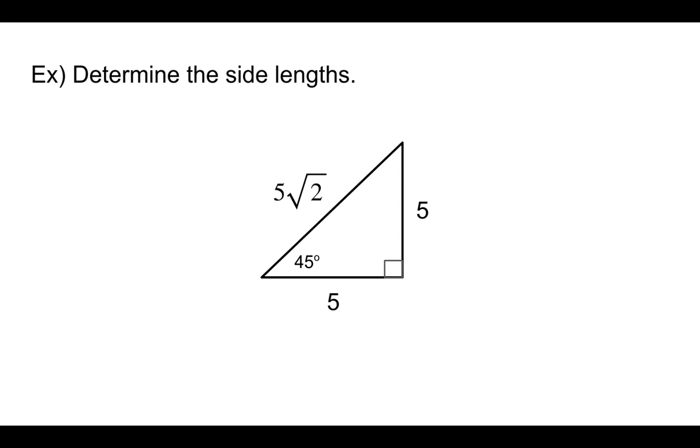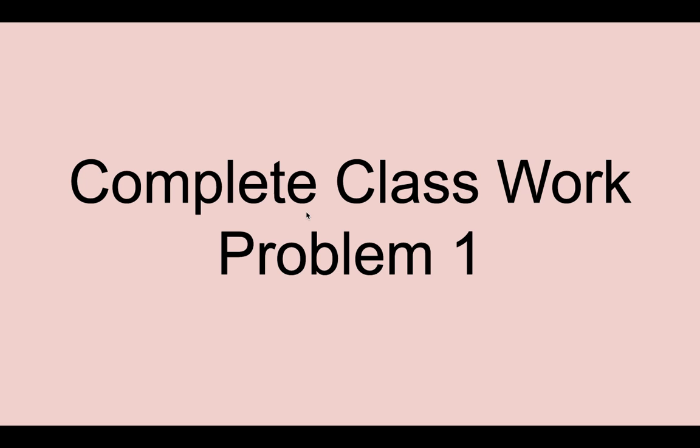Okay, so if I do that, then there you go. So this 45, 45, 90 triangle, if one of the sides is 5, that's not the hypotenuse, then the other side is 5, and the hypotenuse is 5 rad 2. All right? Okay. All right, so you want to stop this and complete class of problem number 1.